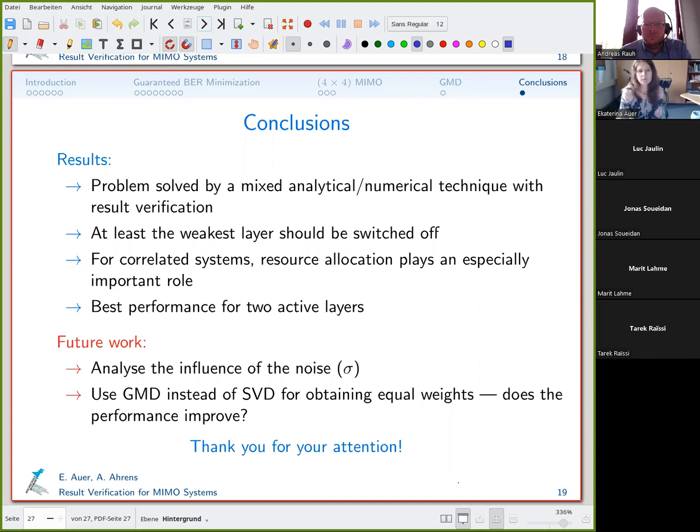So our future work will incorporate the use of GMD instead of SVD for obtaining equal weights. Does the performance really improve for normal signal to noise ratios? And of course, we want to analyze our system also with respect to the influence of noise, so not just for 10 dB, but also for other noise variances.